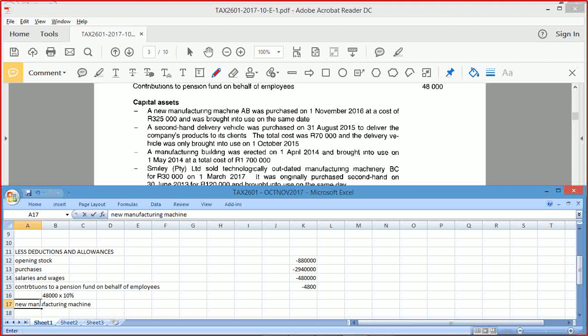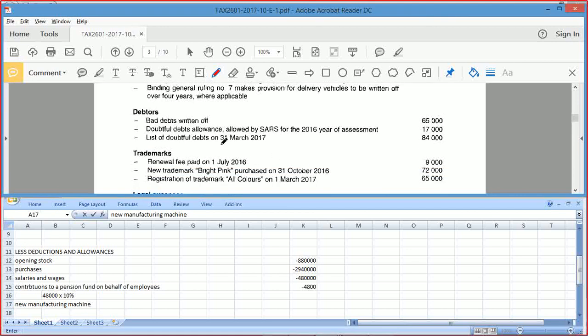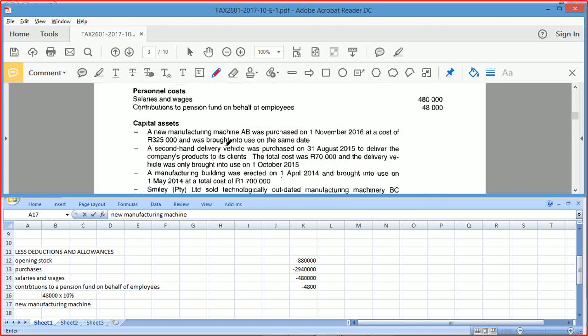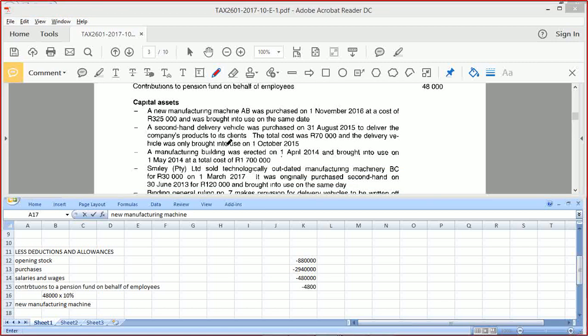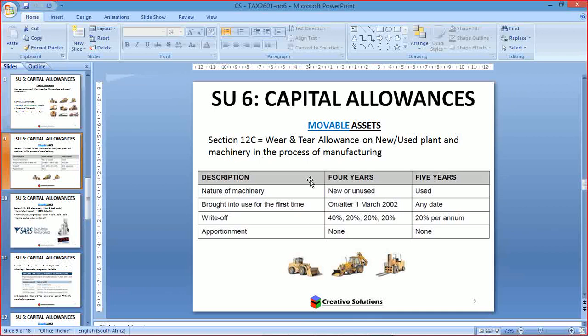When was this bought? This was bought on the 1st of November 2016. Good. What's the year end? Our year end is the 31st of March 2017, so it was bought within the year of assessment. Correct. How many months? I didn't really take the months into consideration because I couldn't apportion it anyway, so I just looked at the fact that it's within the year of assessment.